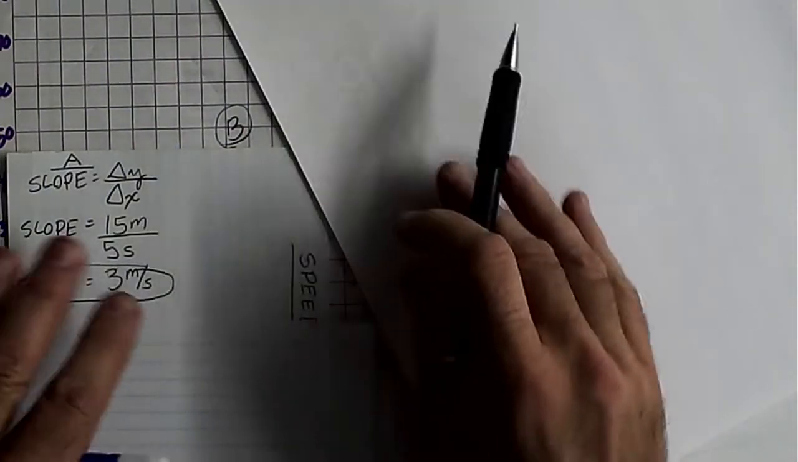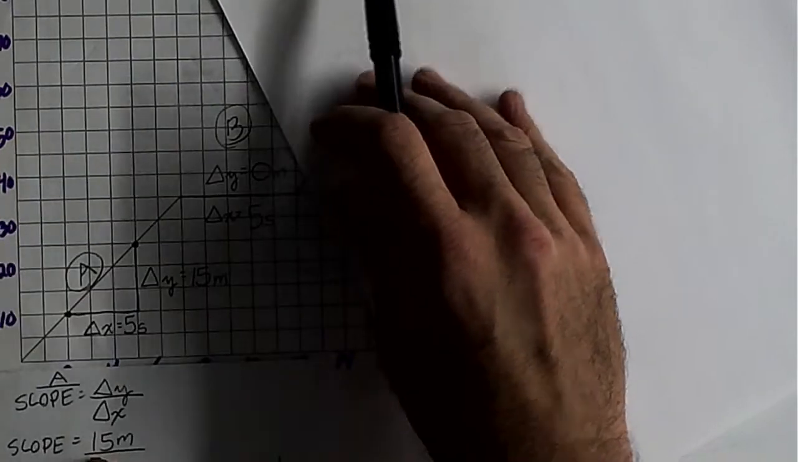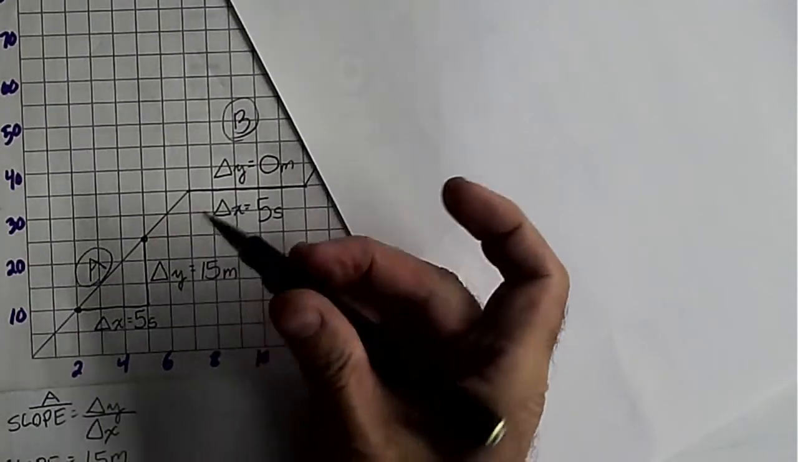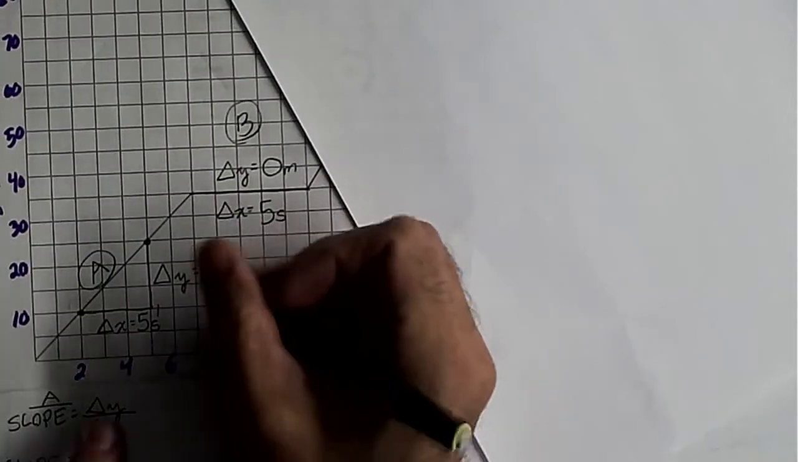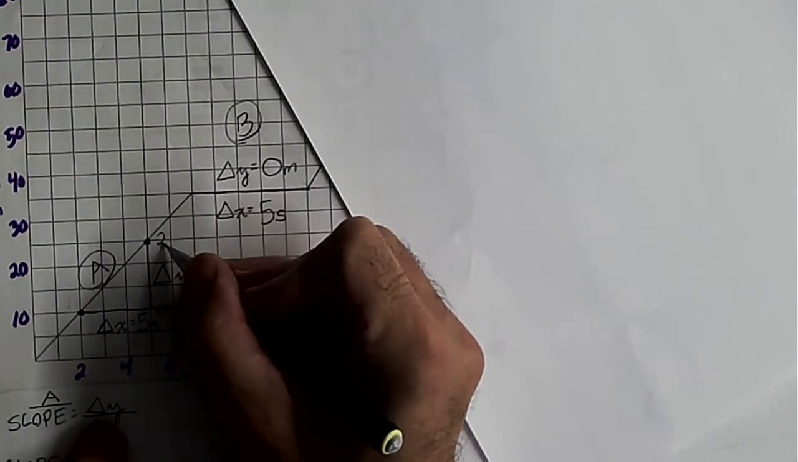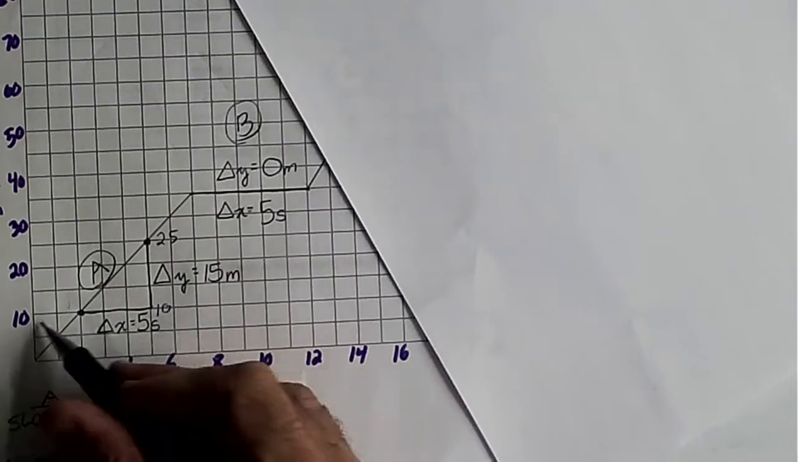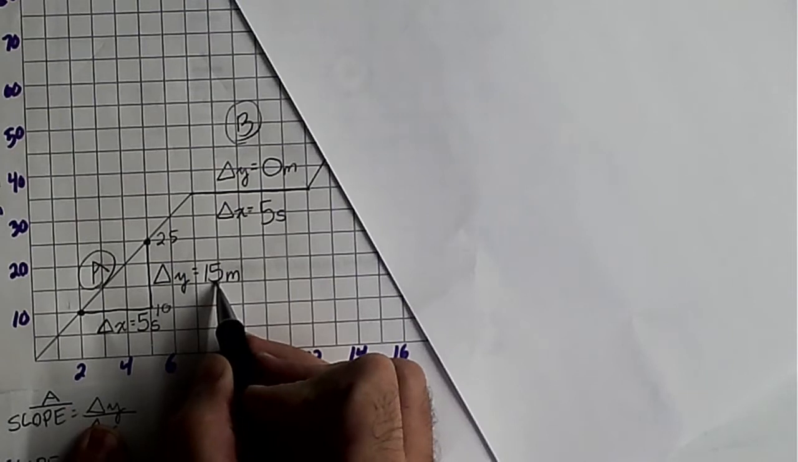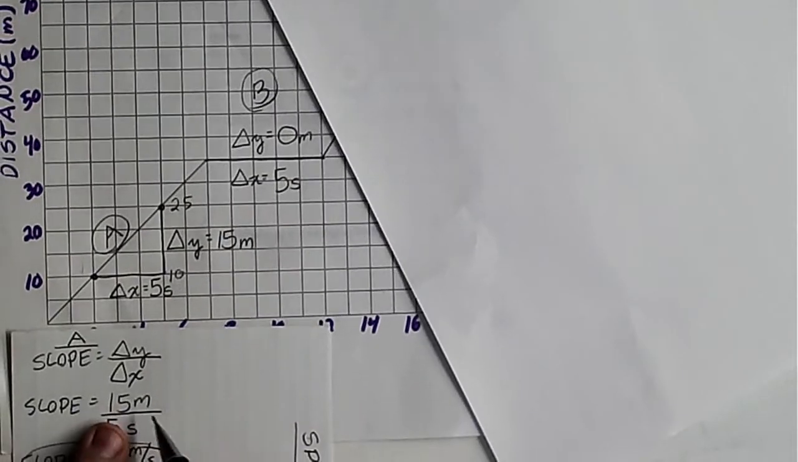Okay, so if I look at my graph here, my change of y, I start at 10. This is the y-axis right here. So my change of y, I start at 10, I go up to 25. How much did it change? It went up 15. So I put that in. How much did y change? 15 meters.